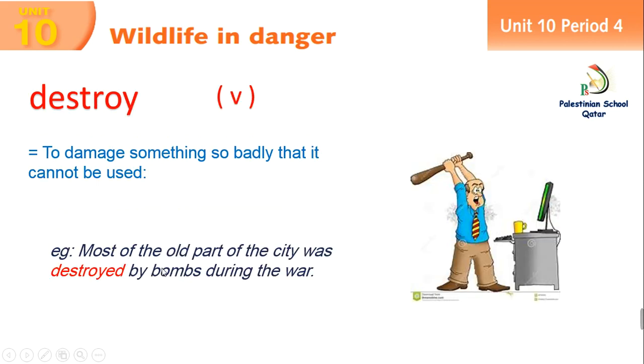After coast, we have destroy. And this picture shows that the man feels angry at his laptop maybe, and he wants to destroy everything, to damage everything. So destroy is a verb, to damage something so badly that it cannot be used. For example, most of the old part of the city was destroyed by bombs during the war.